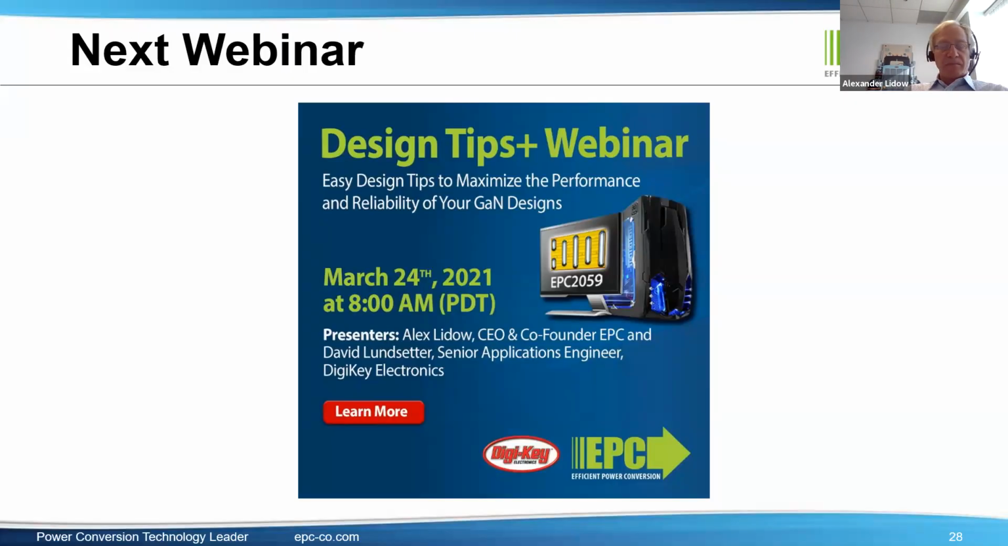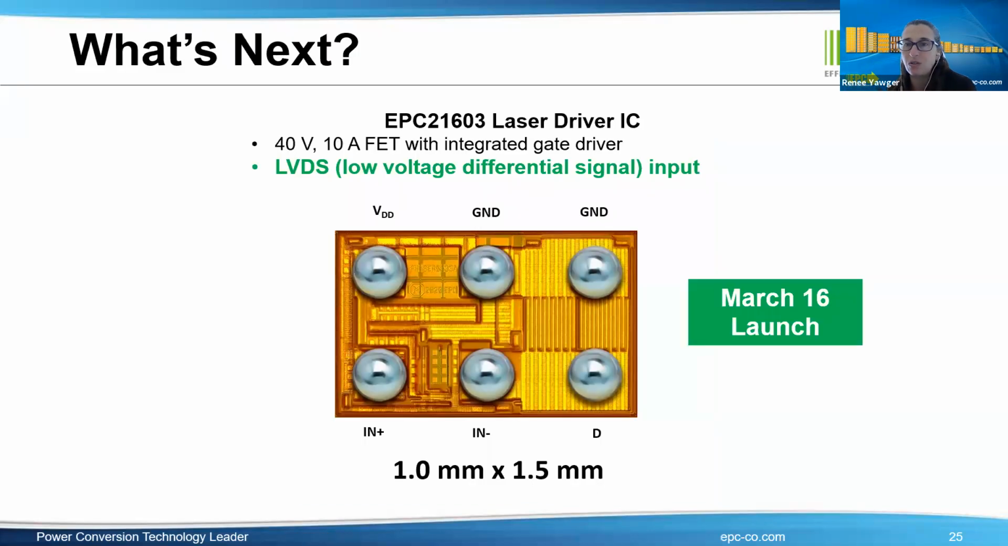Okay. So we had a question about the LVDS part, which actually I can answer. The question was whether it is in production or will be sampling soon. That was the device, Alex, that you showed, the EPC 21603. That's targeted to launch by March 16th. But certainly if you need samples in advance of that, just contact your local EPC sales rep, and we can take care of that for you, because we have devices available now.